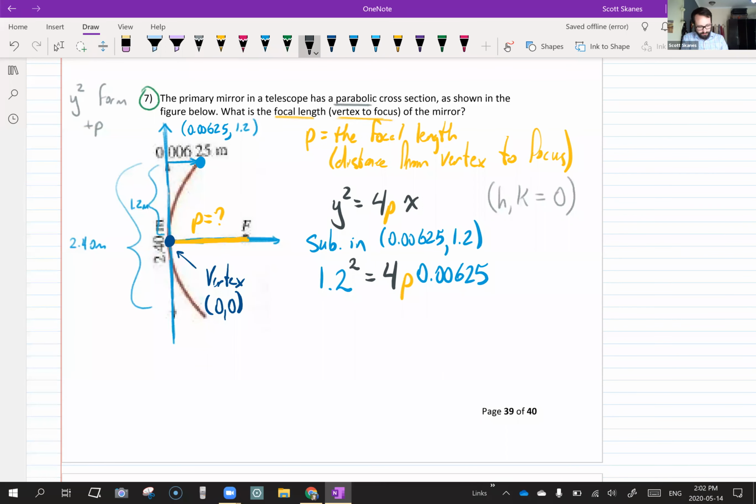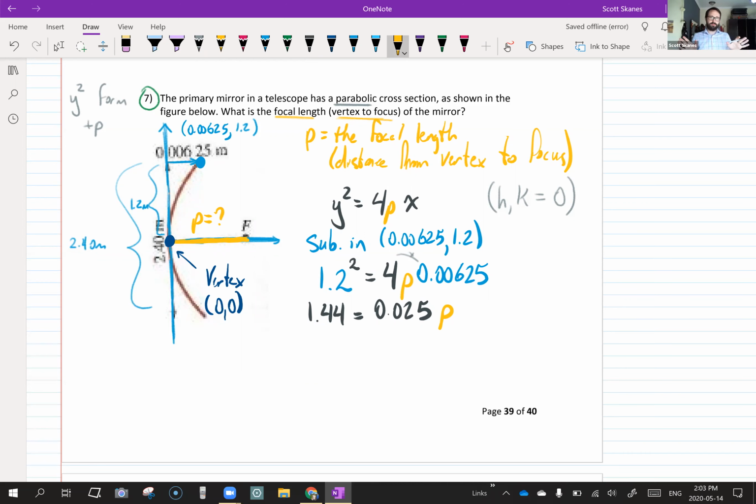Now we can continue. So what I would normally do is say 1.2 squared on the left side. That's 1.44. On the right side, I like to multiply these two things together. So I'm just going to multiply them. 4 times 0.00625 will give 0.025, and I'm going to keep the p there.